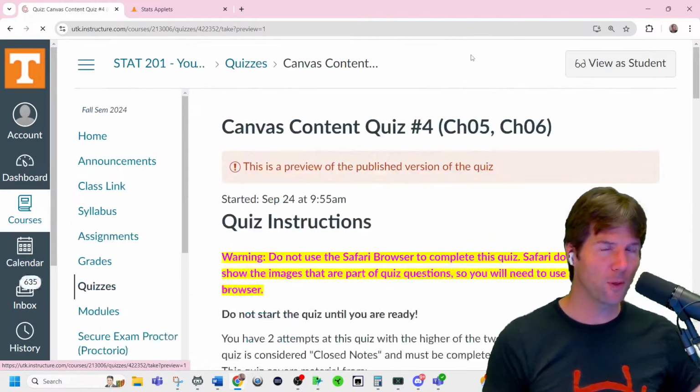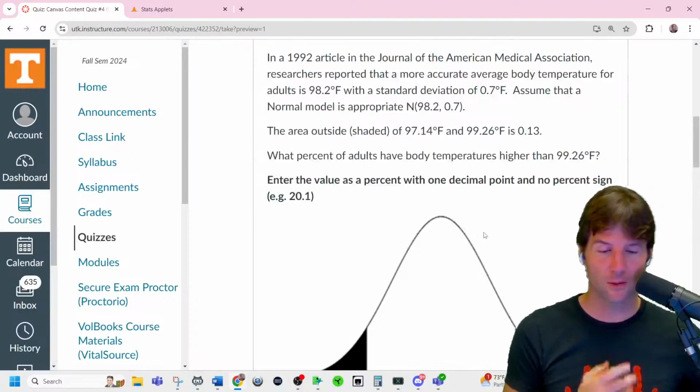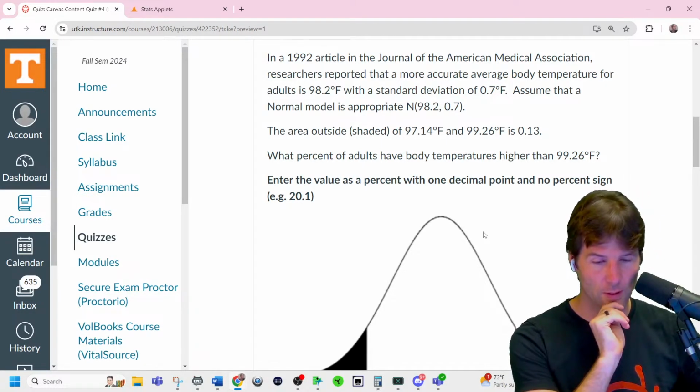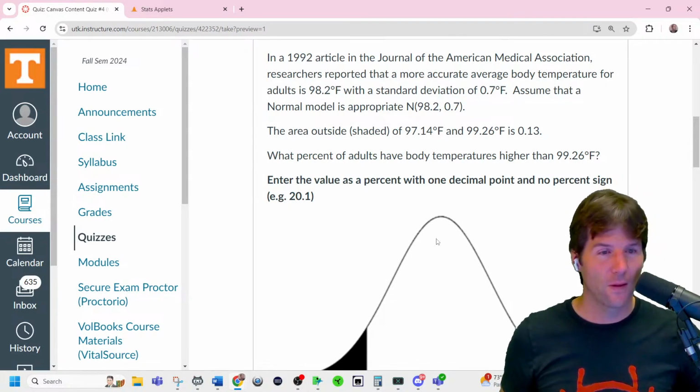Is there any chapter people want to review? We could also do chapter 5. We've almost done... I don't think we did all this one. No, we didn't do this one yet.